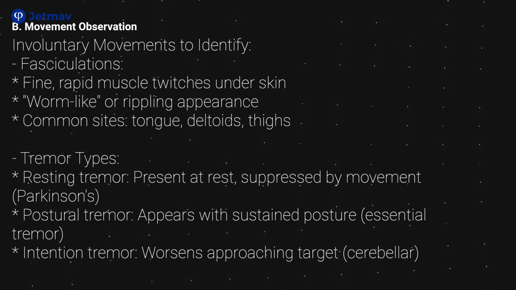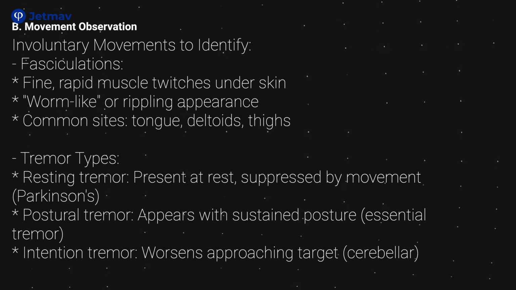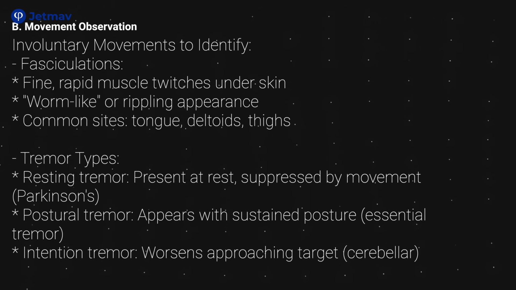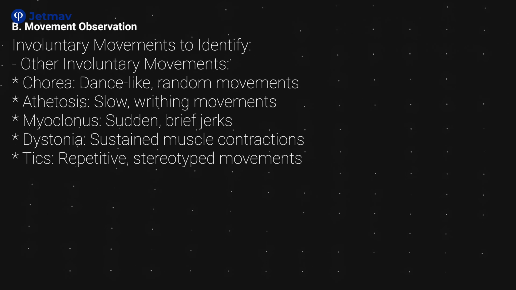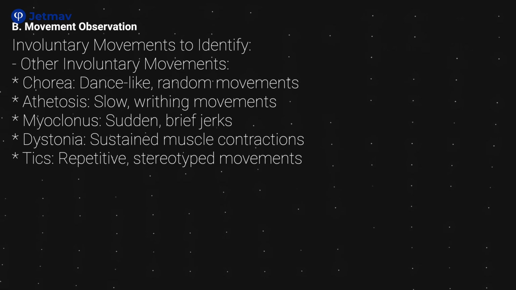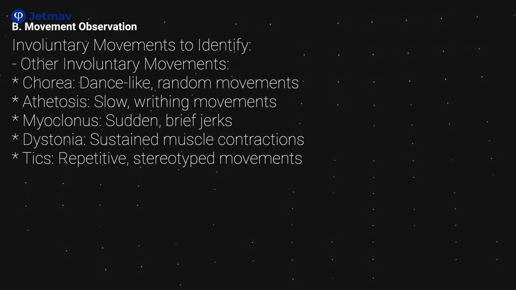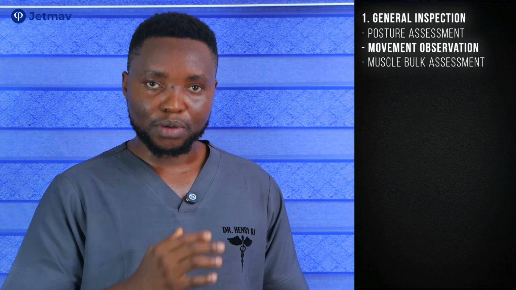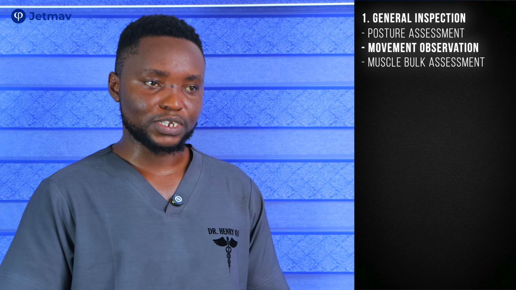Then after observing for fasciculations, also observe for tremor. So check out for resting tremor and postural tremor. Then when you're done with that, also check out for maybe other involuntary movements, such as chorea, which is a dance-like random movement, or athetosis, which is a slow rhythmic movement. We also have what we call myoclonus and dystonia, or tics. So check out for any abnormal movement which the patient might be displaying while the patient is resting.